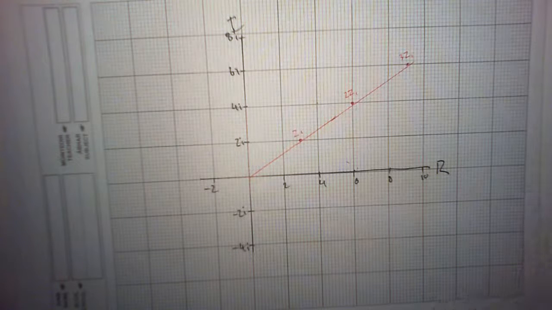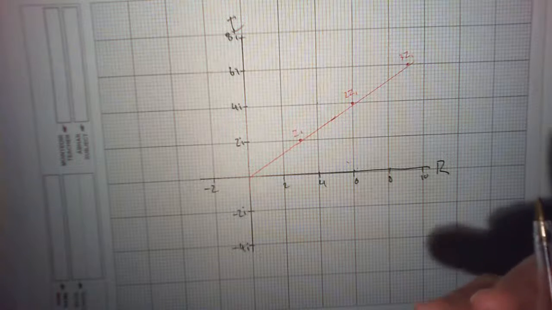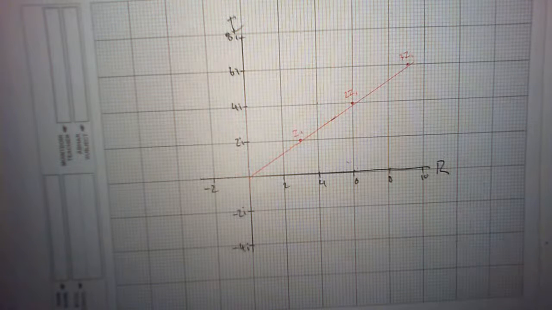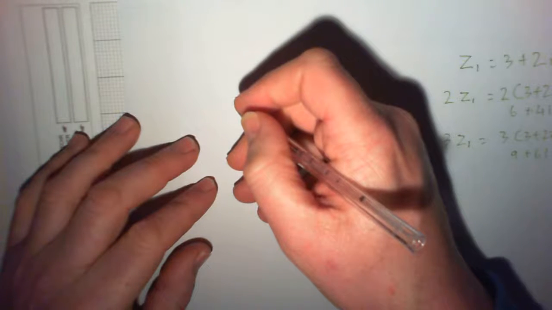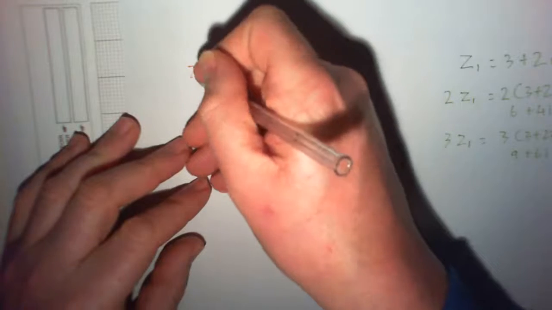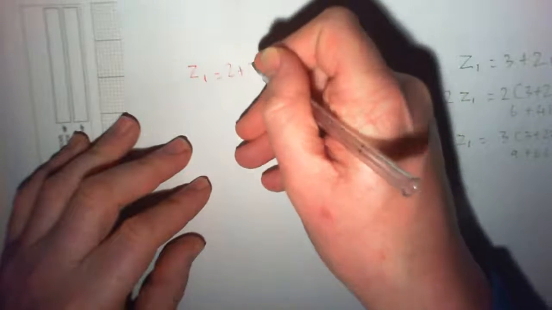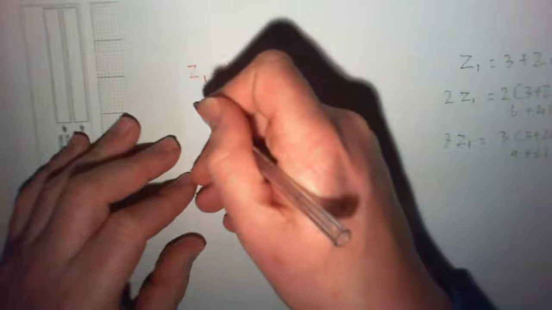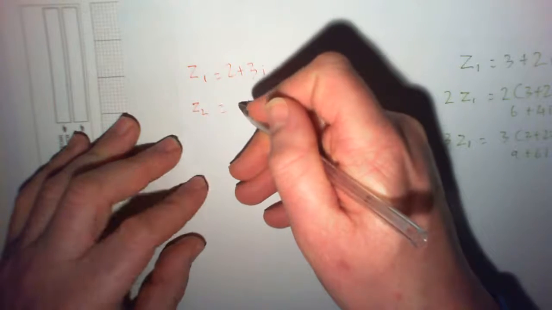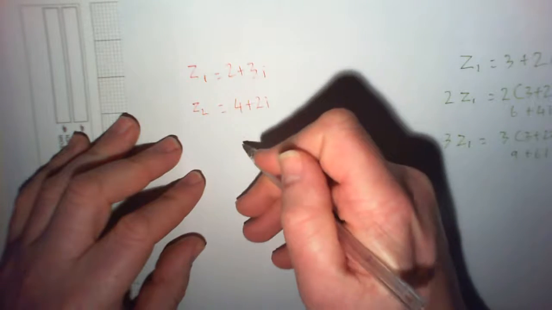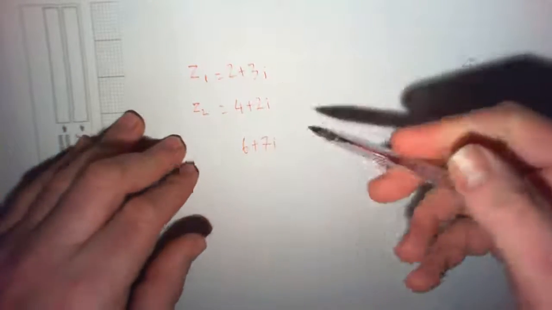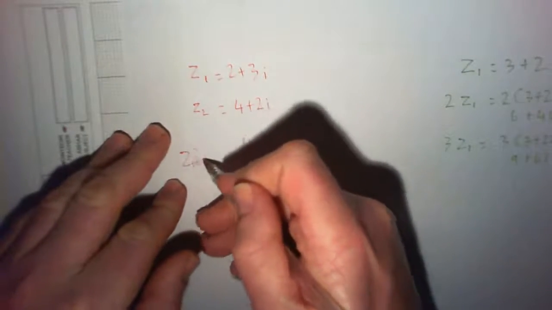Now, what happens when you add complex numbers? So let's add some. Let's add Z1, 2 plus 3i, and I'm going to add Z2, which is 4 plus 2i. Let's add the two of them. 6 plus 7i. So that's Z1 plus Z2.